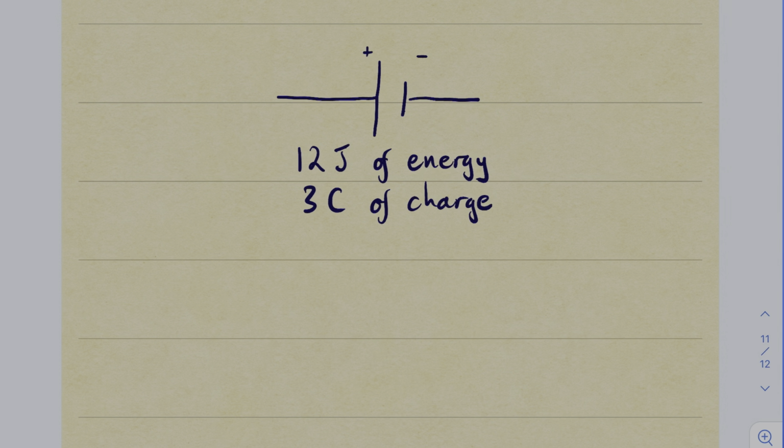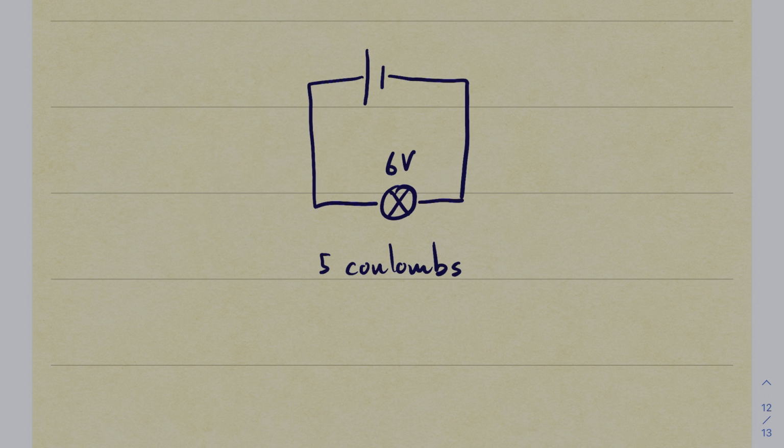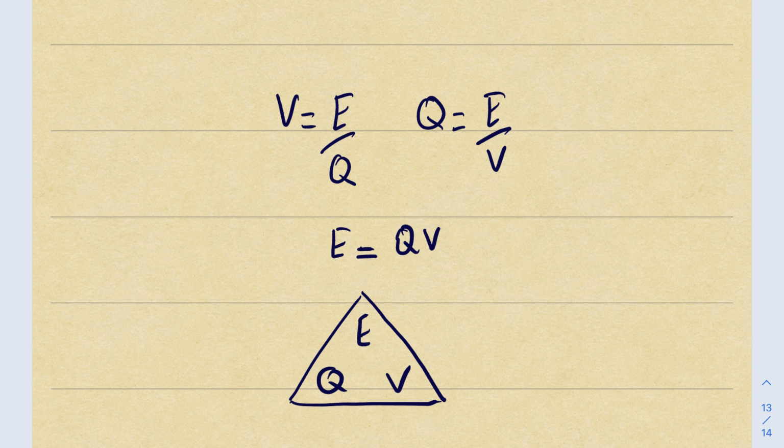Here a battery provides 12 joules of energy to 3 coulombs of charge. What is the voltage? Well, voltage equals energy over charge, which is 12 over 3, which is 4 volts. In this circuit, a lamp has a voltage of 6 volts dropped across it. How much energy is given to the lamp by 5 coulombs of charge? Well, energy equals voltage times charge, which is 6 times 5, which is 30 joules. The equation can be written in 3 ways, and here is also the triangle, if you find that useful.